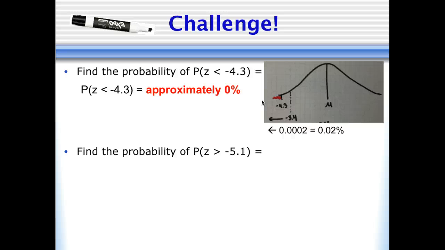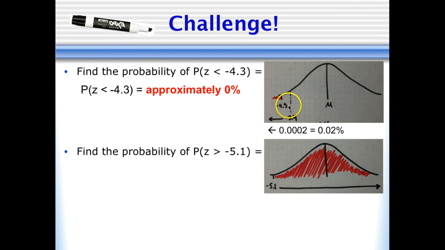Now, a similar case: the probability of getting a z-score above negative 5.1. Once again, that's not on the table. It's too far away from the mean. So I'm going to sketch it. Negative 5.1 falls extremely far to the left. So there's a tiny bit of area below it. But since there's such a small area below it, it means that practically all the area is in fact above it, meaning the probability is approximately 100%. So don't panic if you do a problem and you get a z-score that's either really far below or really far above. You can use this simple method to estimate the probability.